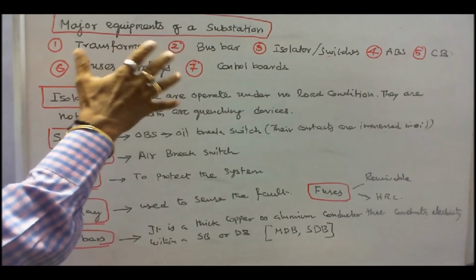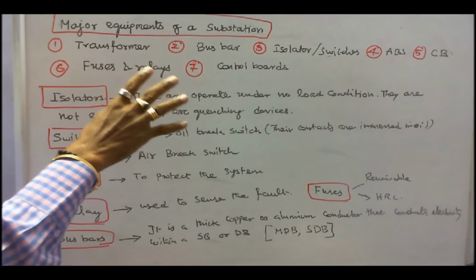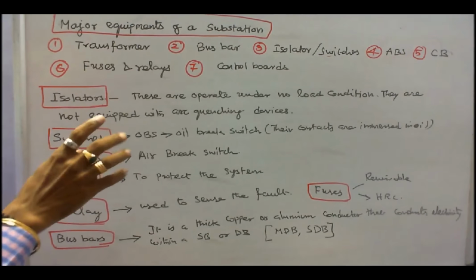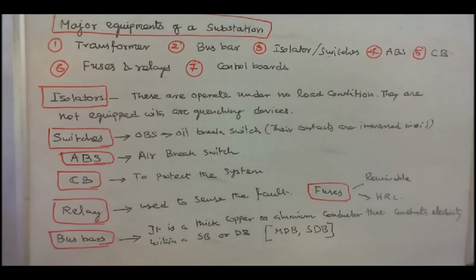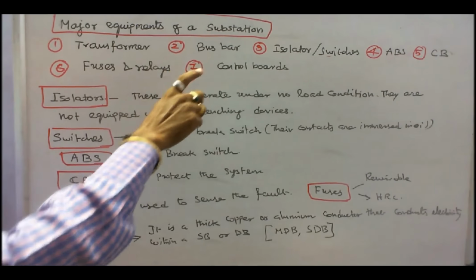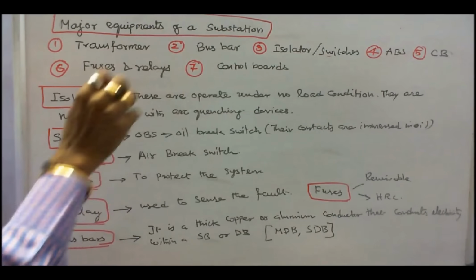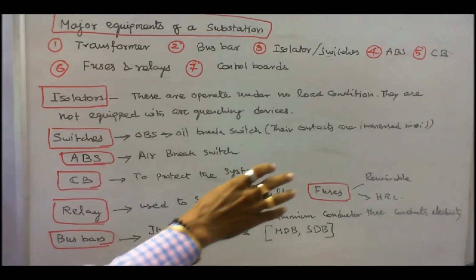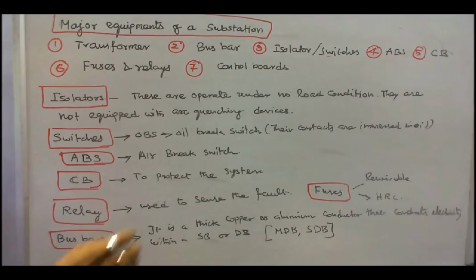Major equipments of a substation. There are 7 major equipments in a substation. Number 1, transformer, which is used to step up or step down the voltage. Number 2, bus bar, which is used to carry a heavy amount of current. A busbar is a thick copper or aluminum conductor that conducts electricity within a switchboard or a distribution board.